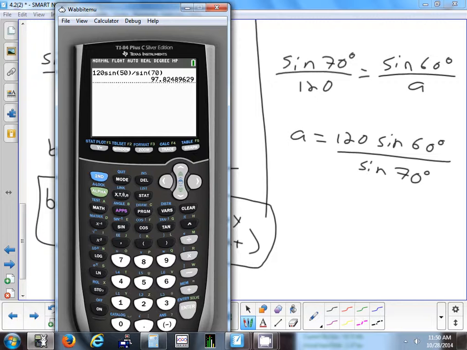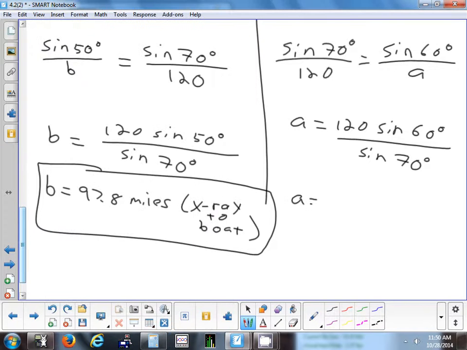All right, so in fact, if you have the last thing you already typed in, all you have to do is change one number. Okay, 120 sine 60 divided by sine 70. So that's 110.6 miles. That's from Zulu to the boat.